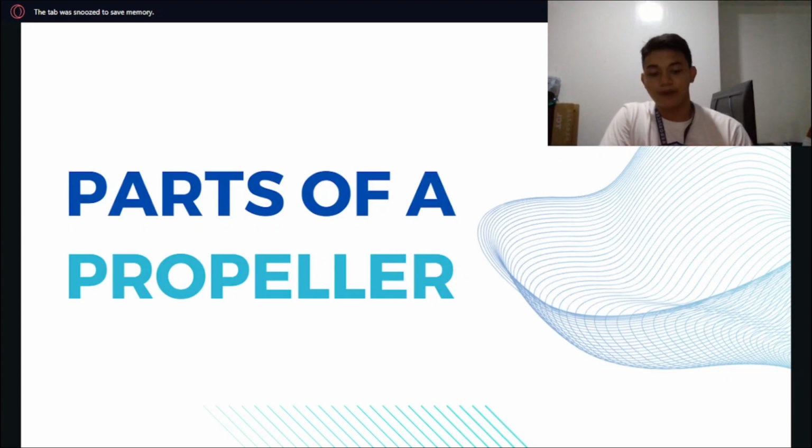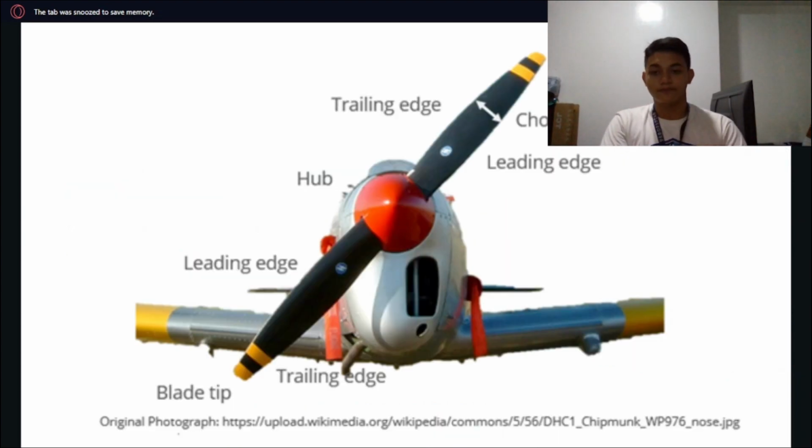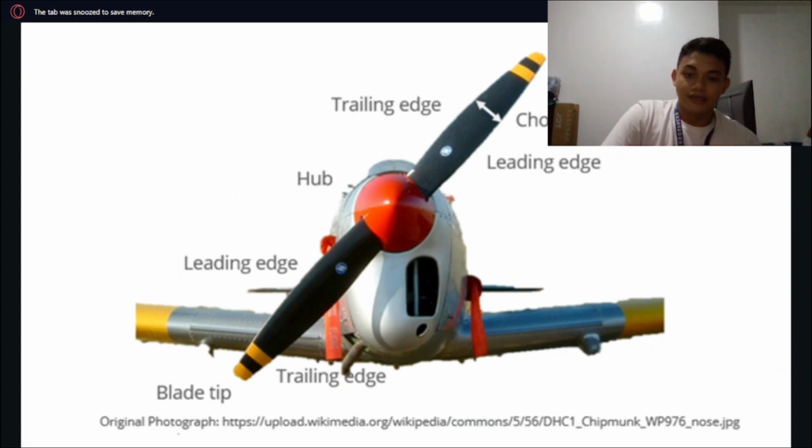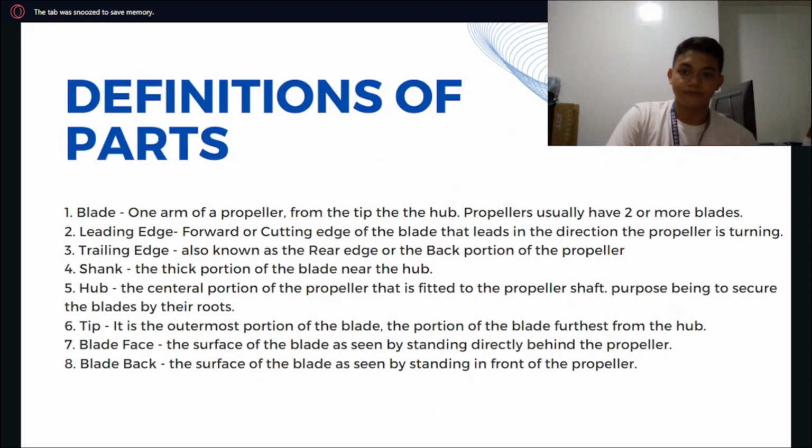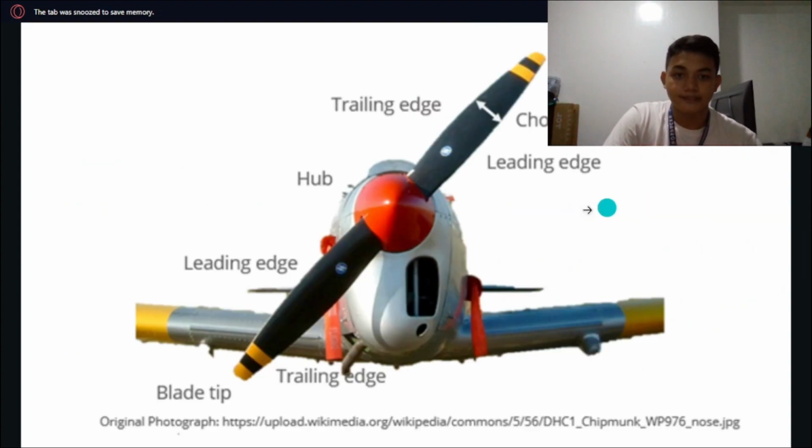Next up is parts of the propeller. We have the blade tip, the chord, the trailing edge, the leading edge, the hub, and the blade tip. Here are the definitions of terms. The blade is one arm of a propeller from the tip to the hub. Propellers usually have two or more blades. These are blades right here.